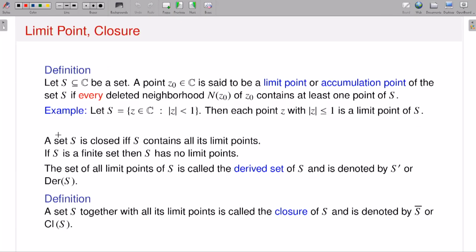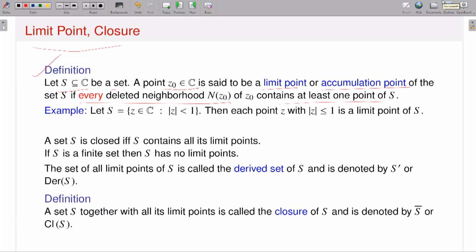Okay, so now come back to limit point and closure. So what is a limit point? The limit point is a definition you know from real analysis, and this is a similar definition, replacing the open interval by an open ball. So I am saying that S is a subset of C. A point Z0 is called a limit point or accumulation point if every deleted neighborhood of Z0 contains at least one point of S.